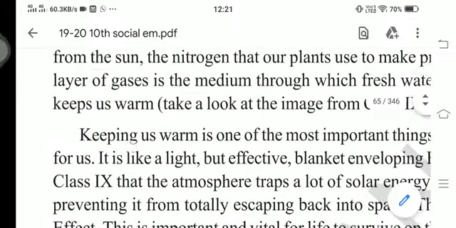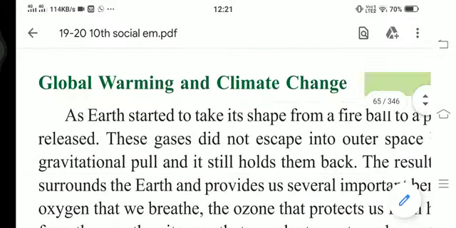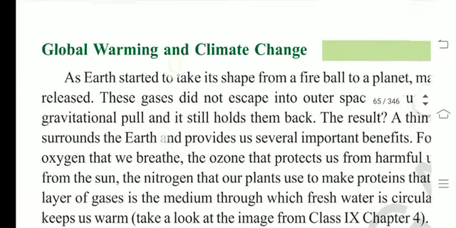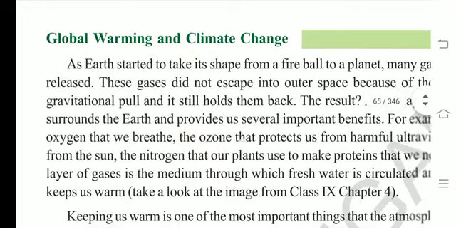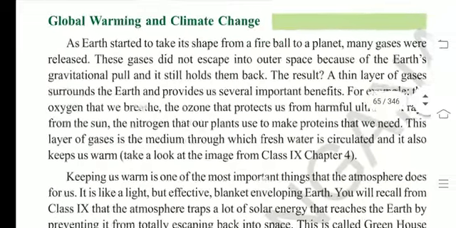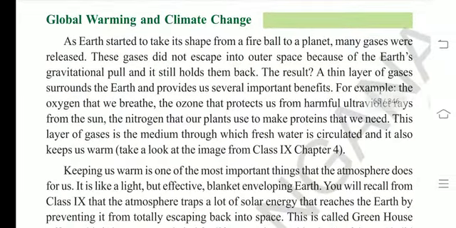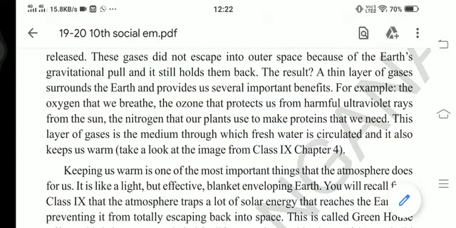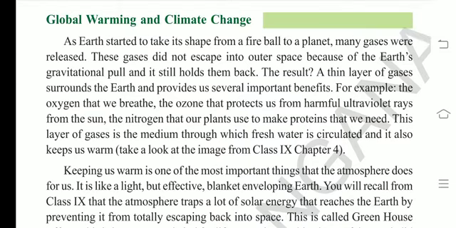Okay, the topic today is global warming and climate change. Here you need to recall somewhat the ninth class, that is, evolution of the earth. We have seen that in the initial stage the earth was a fireball. It underwent many processes, many stages, and turned into a beautiful planet Earth, right?